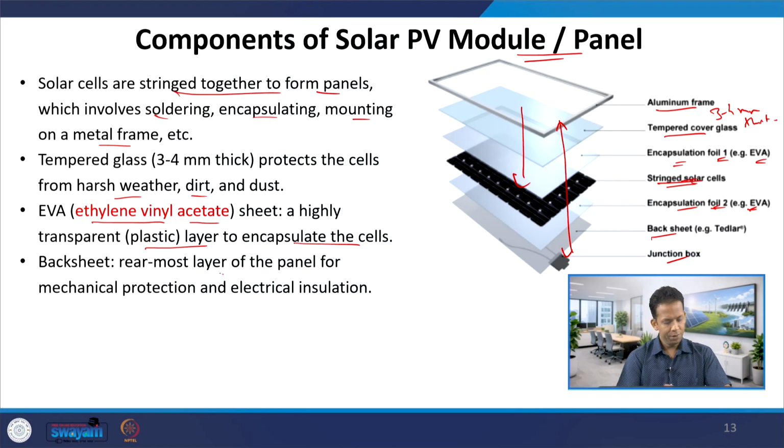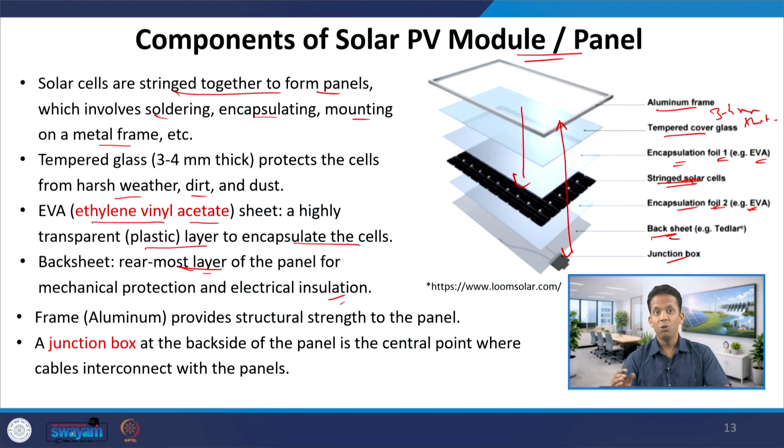Then there is a back sheet, which is the rearmost layer of the panel. It is mainly for providing mechanical protection and electrical insulation, and all these things are packed together using silicon glue. And then there is a junction box, which is the point where all the cables or wires are interconnected with the panels. It is at the back side of the panel. It's like a small black colored box which will have some wires coming out of it, which will be connected to the other parts of the solar PV system.